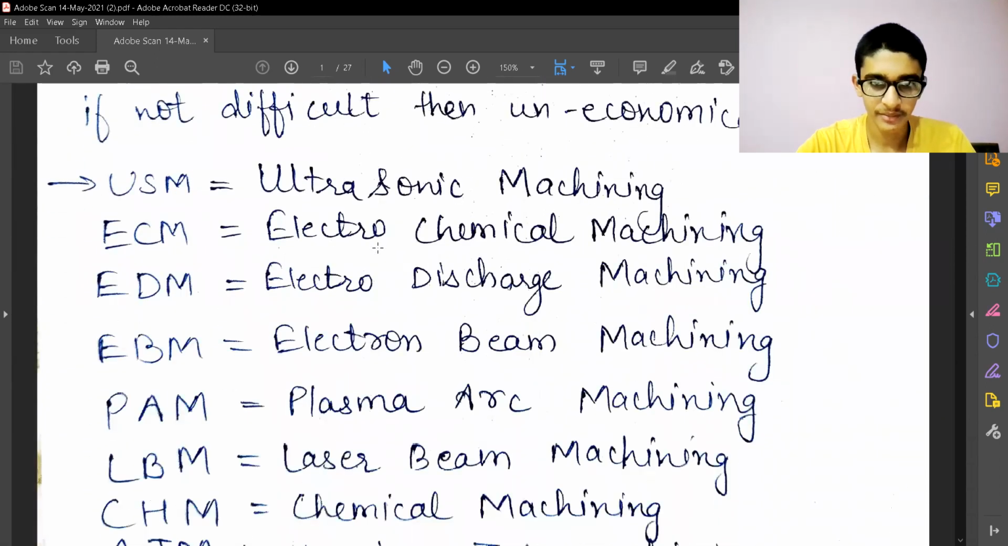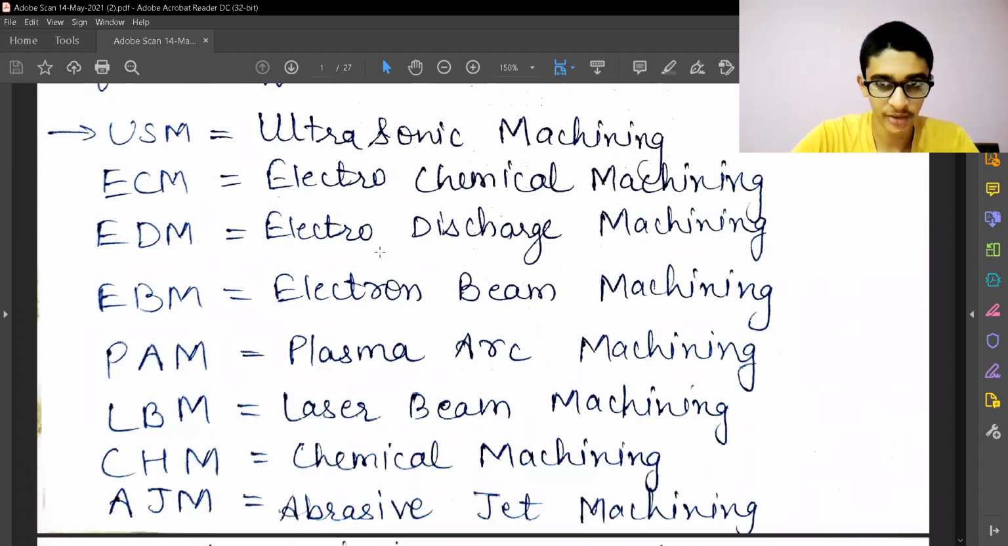So now let's look at some basic types of non-conventional machining processes. The first is USM, ultrasonic machining, where we use ultrasonic energy at ultrasonic frequency to vibrate my tool, and that vibration helps do the machining. Machining here means the material removal is happening in some form. ECM is electrochemical machining, where I can make an electrical cell kind of arrangement between the workpiece and tool, and the electrical energy is going to generate the material removal.